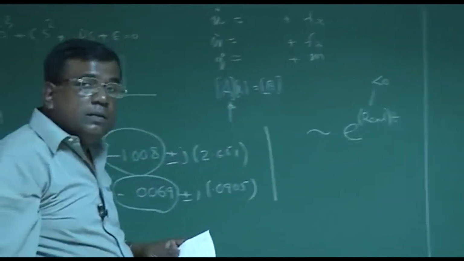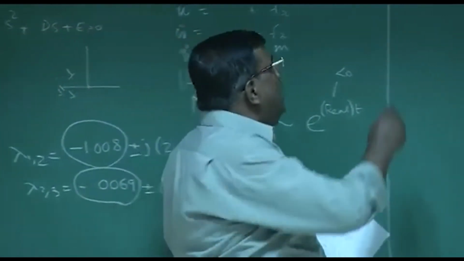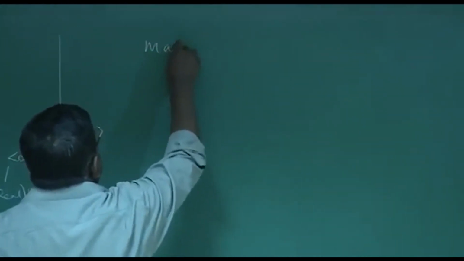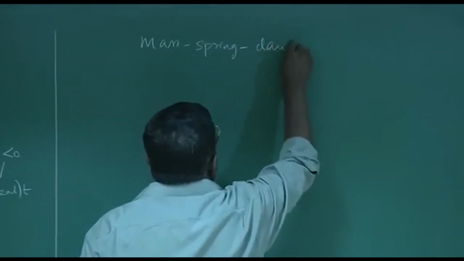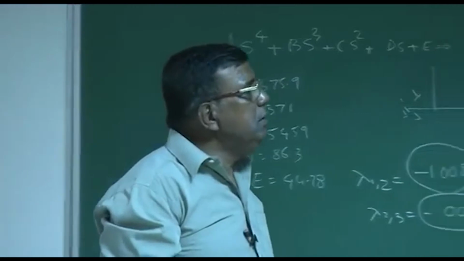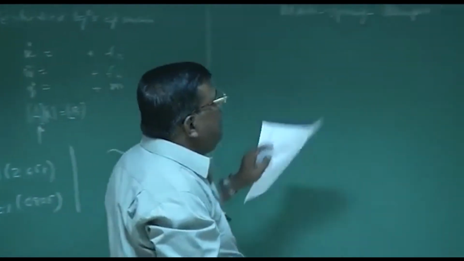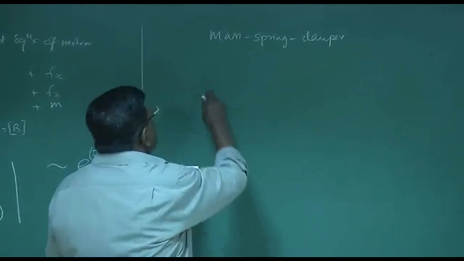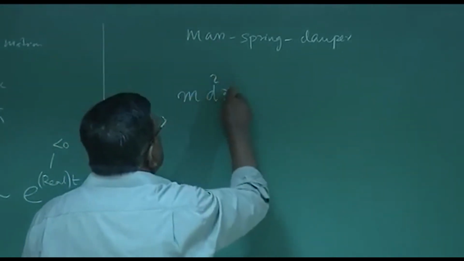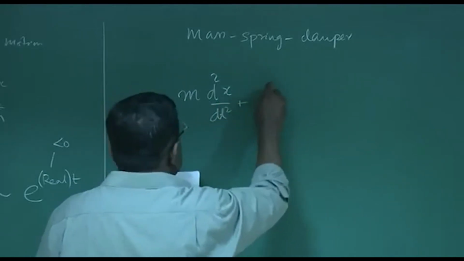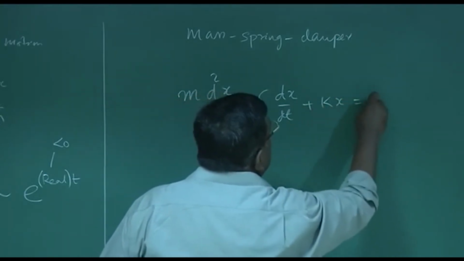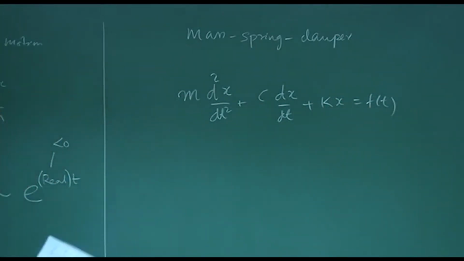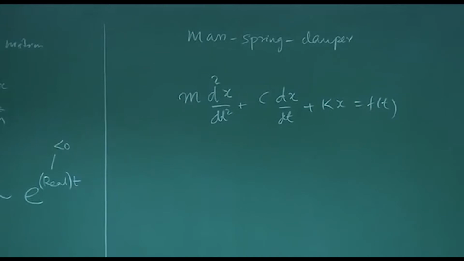Whenever we talk about a second order system, the mass spring damper system comes to our mind. And the equation is a very popular equation: d square x by dt square plus c dx by dt plus kx equal to f of t. This is one dimensional, the motion of a mass which has a spring tied and a damper. This is a very popular equation.